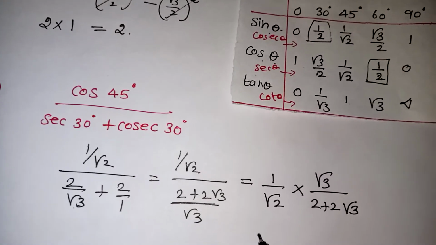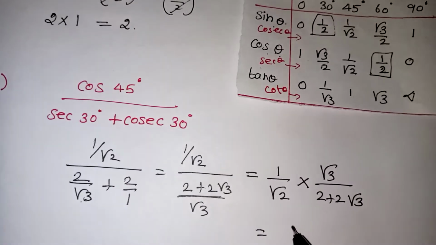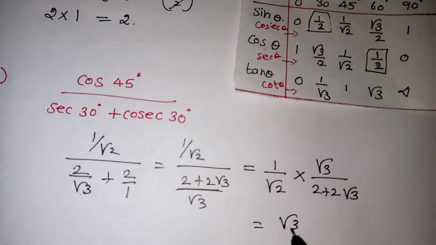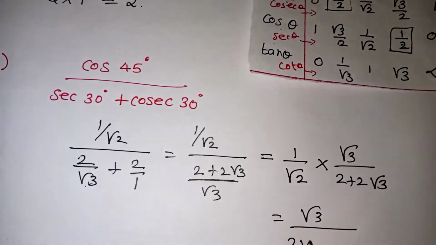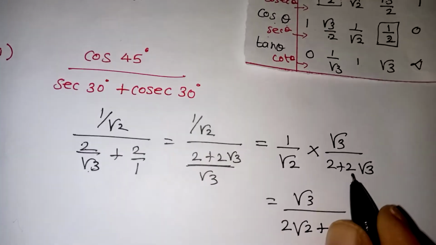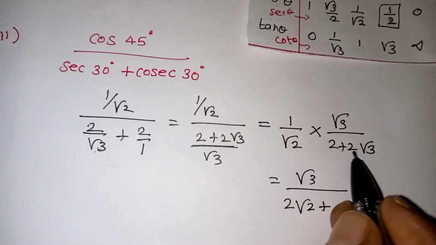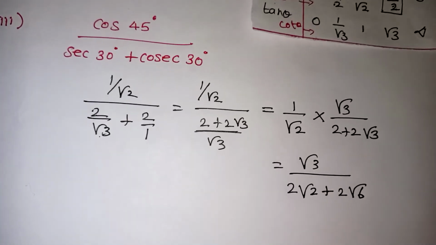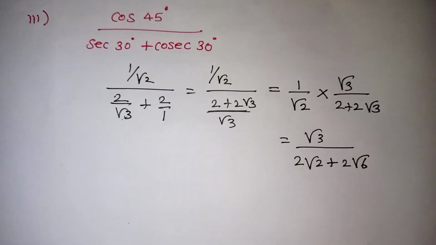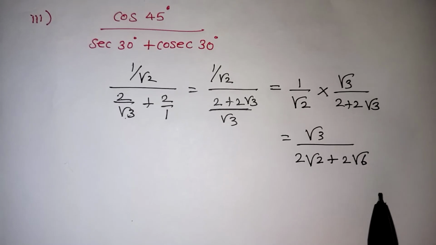Now the next step, we can multiply. First, 1 into root 3 will be root 3, divided by, first the root 2 should multiply with the 2, that is 2 root 2, plus 2 into root 2, root 3 multiplication, 2 into root 6, you will be getting. So after this we are going to do the simplification alone.